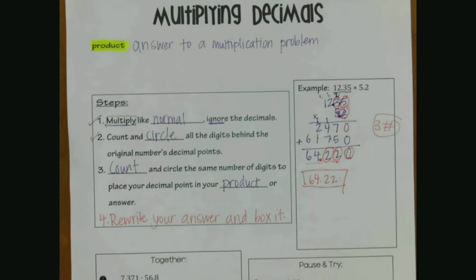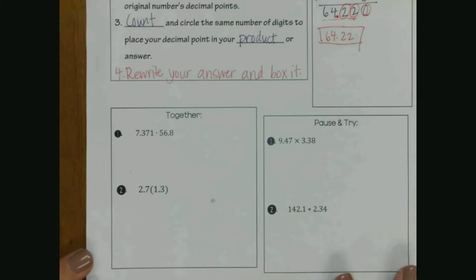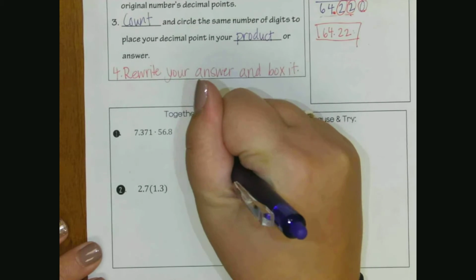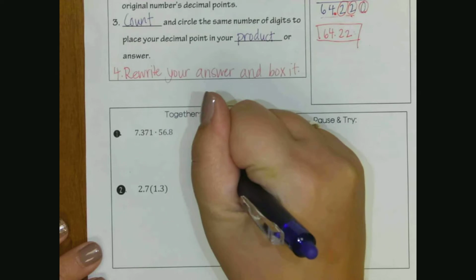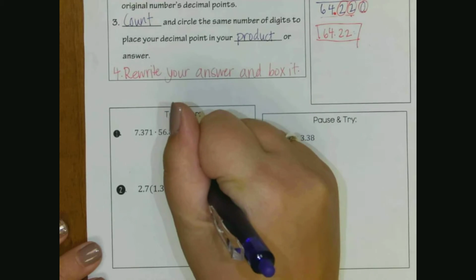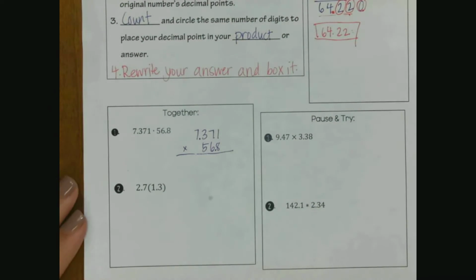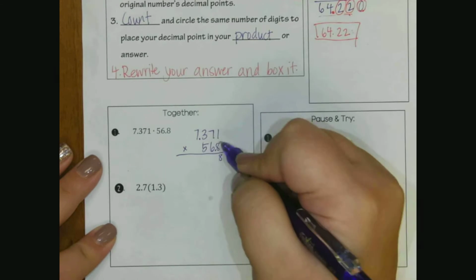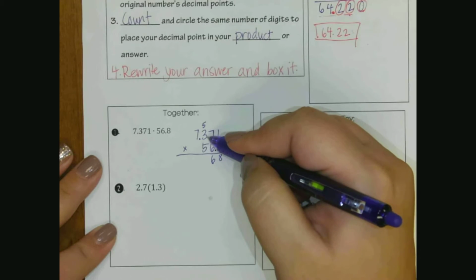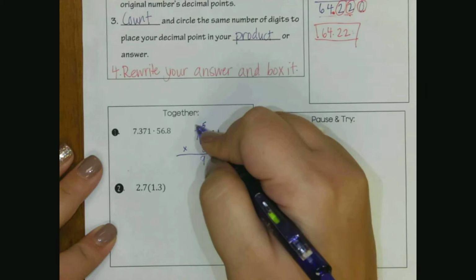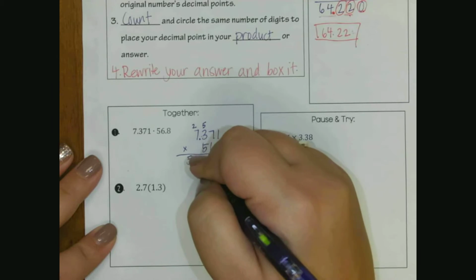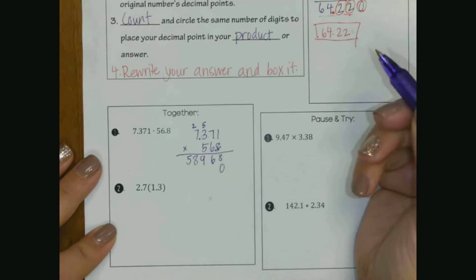All right, well, let's move on down to these 2 together problems, okay? First step, multiply like normal and ignore the decimals. So I'm going to rewrite this. And 56.8. Go ahead and add those in after because we'll need them later. Okay, multiply like normal. All right, 8 times 1 is 8. 8 times 7 is 56. 8 times 3 is 24. 24 plus 5 is 29. 8 times 7 is 56. Plus 2 is 58. Okay, 1 0 to hold the place.